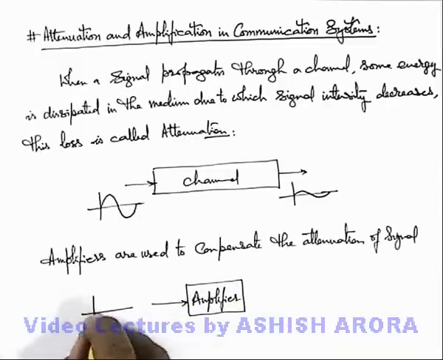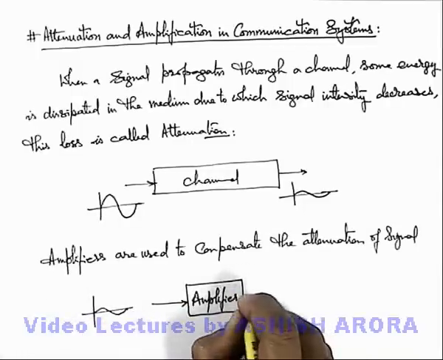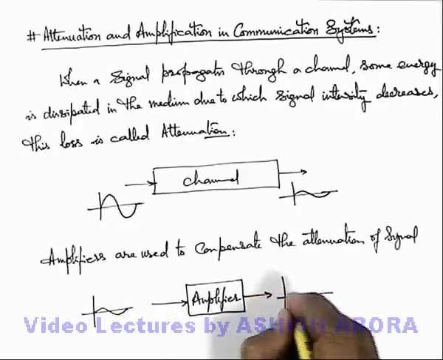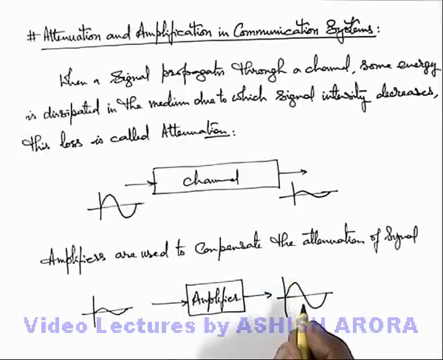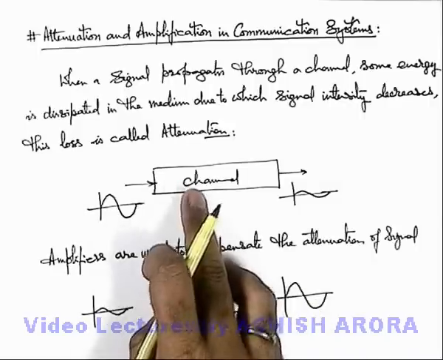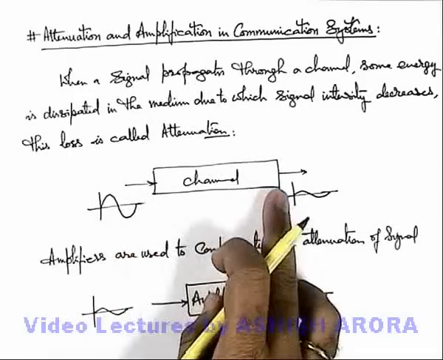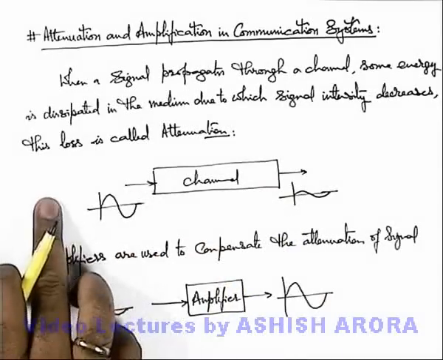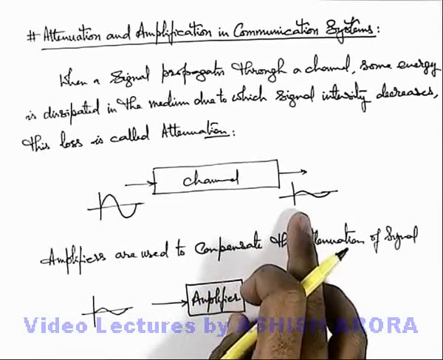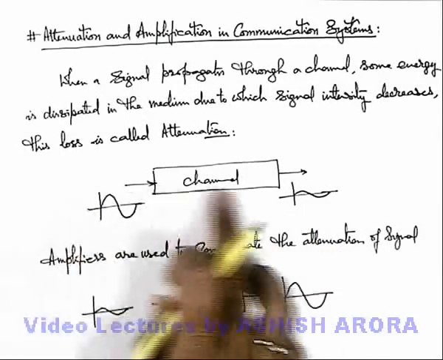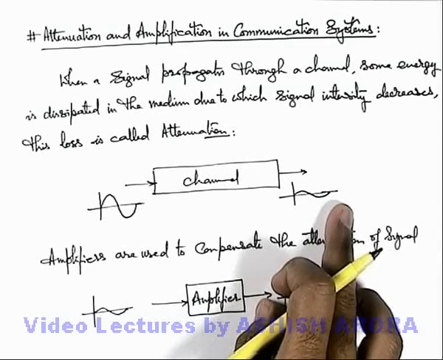If a low intensity signal is fed to the amplifier, the output is a high intensity signal with the same shape of waveform, or we can say the information remains the same, but the intensity increases. So at one or more points of the channel, even in transmitter or in receiver, amplifiers are used to compensate the attenuation loss at various points over the communication system.